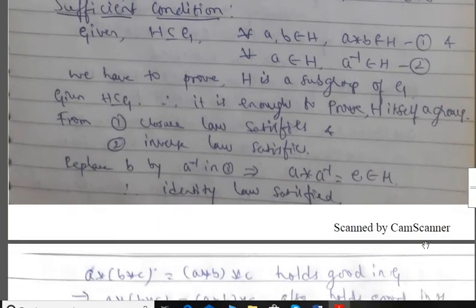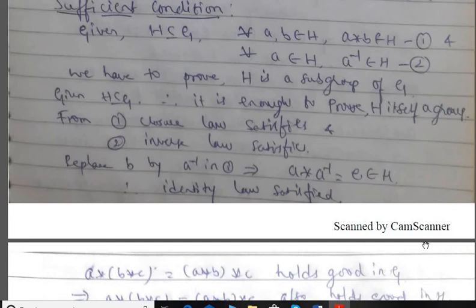And the next thing is the sufficient condition. In the sufficient condition, we take that for all a, b belongs to H, a star b belongs to H is given, and for all a belongs to H, a inverse belongs to H is also given. These two conditions are given, that is closure and inverse. Now we have to prove H is a subgroup of a group G. To prove that, it is enough to prove that H itself is a group, because it is given in the statement that H is a subset of G. So it is enough to prove that H itself is a group.